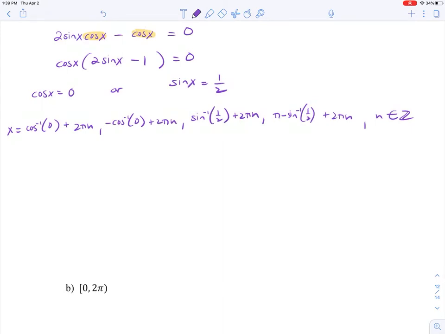Okay, so simplifying, inverse cosine of 0 is pi over 2. Okay, and so then negative pi over 2 plus 2 pi n. Inverse sine of 1/2 is pi over 6. And then pi minus pi over 6 is 5 pi over 6.